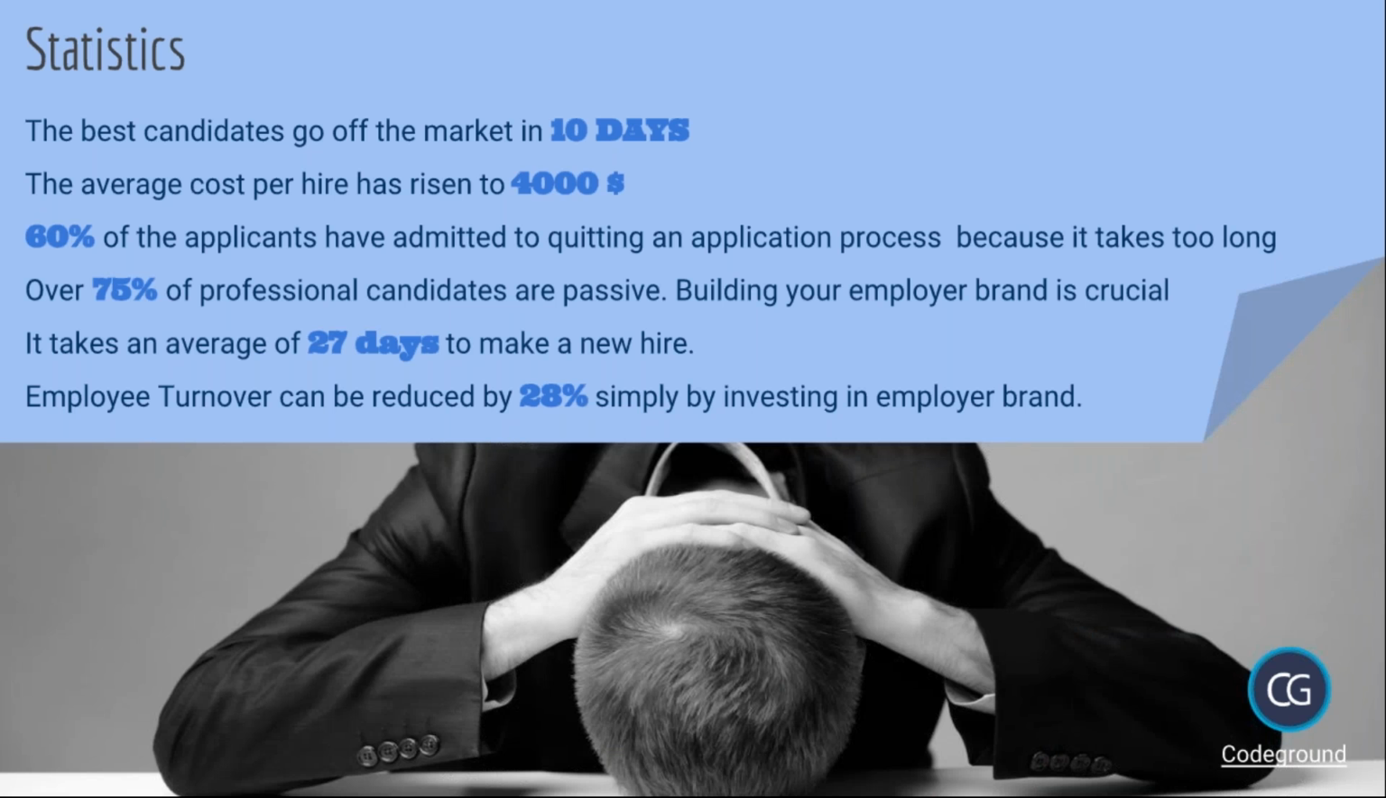So here we have some relevant statistics that can be observed in the recruiting world today. The best candidate goes off the market in just 10 days, and the average cost per hire has risen to a whopping $4,000. 60% of the applicants have admitted to quitting an application process because it takes far too long. Over 75% of professional candidates are passive. Building your employer brand is absolutely crucial. It takes an average of 27 days to make a new hire, and employee turnover can be reduced by 28% simply by investing in employer brand.